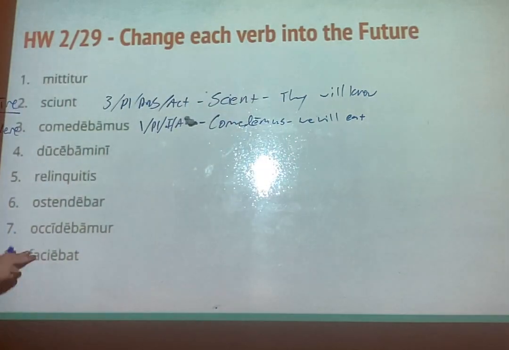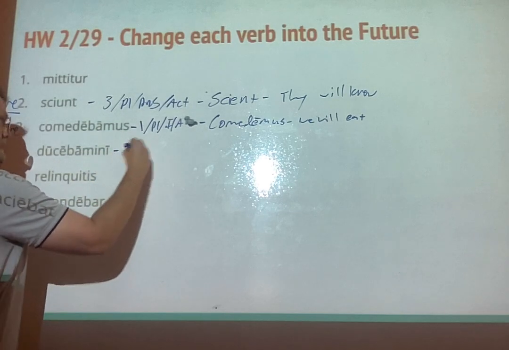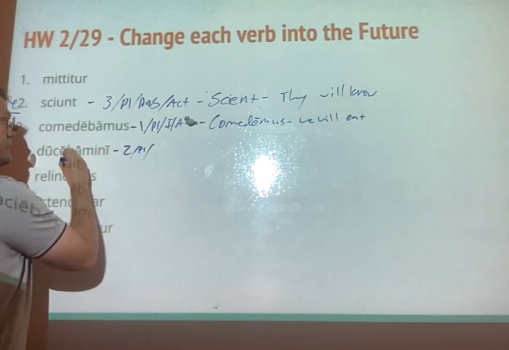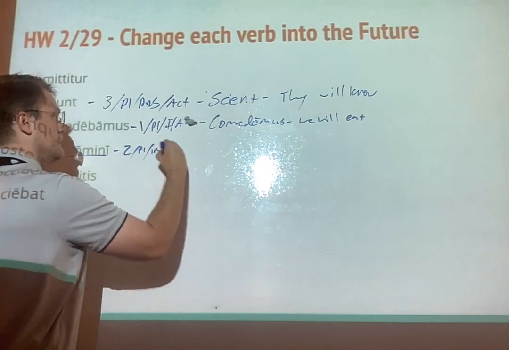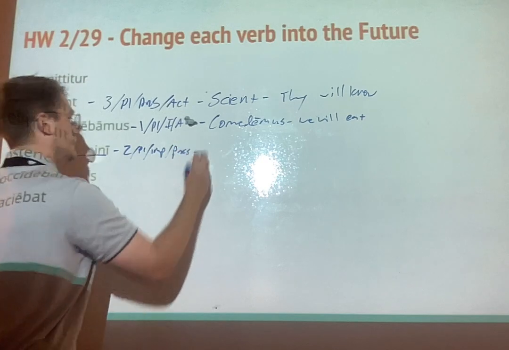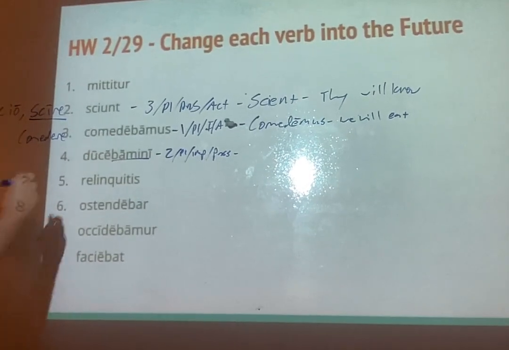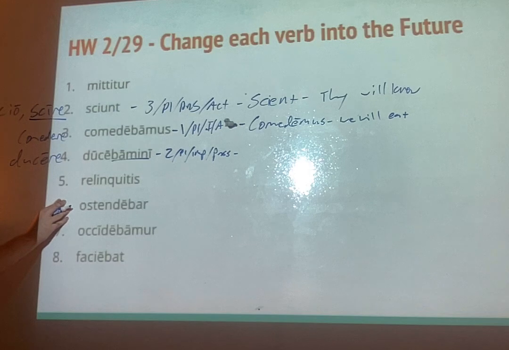Ducēbāmini. How's this parsed right now? Second, plural, and right now it is passive. What's the tense? Imperfect, and it is passive. All right, but what conjugation does this verb come from? What's its infinitive? Ducere. It's third, so it's ducere. Oh, right. You've got to be careful on your pronunciation.